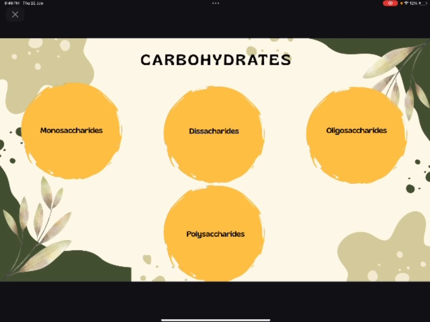Next up, we have oligosaccharides, which are composed of 3 to 10 units of monosaccharides. An example is raffinose. Beyond that, we have polysaccharides, which are composed of more than 10 units of monosaccharides. Examples of these being starch, glycogen, and cellulose.